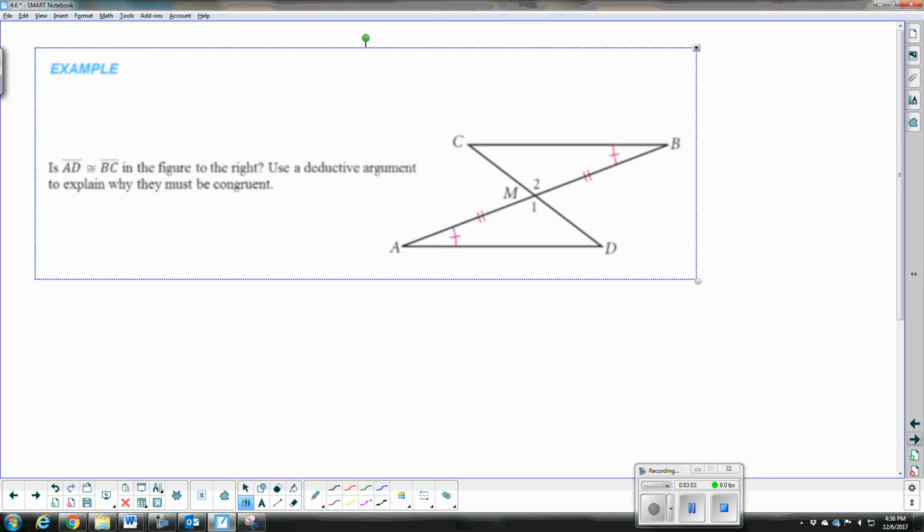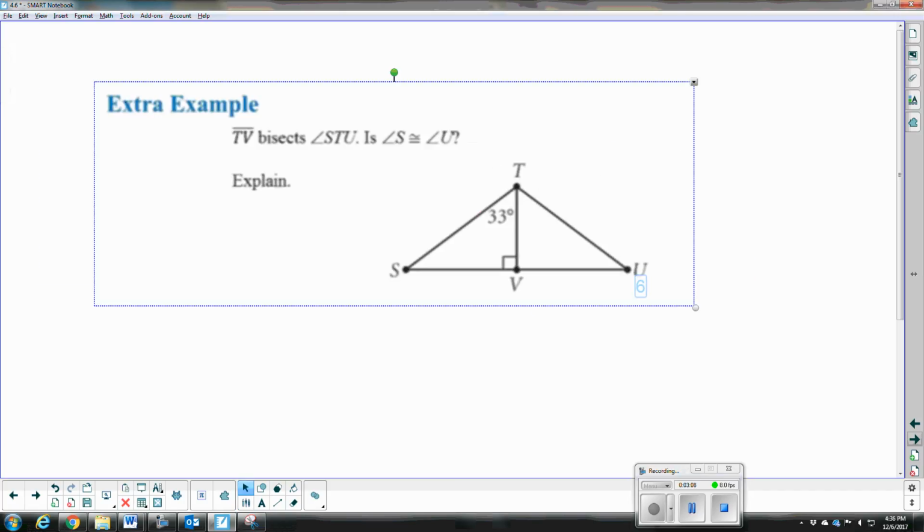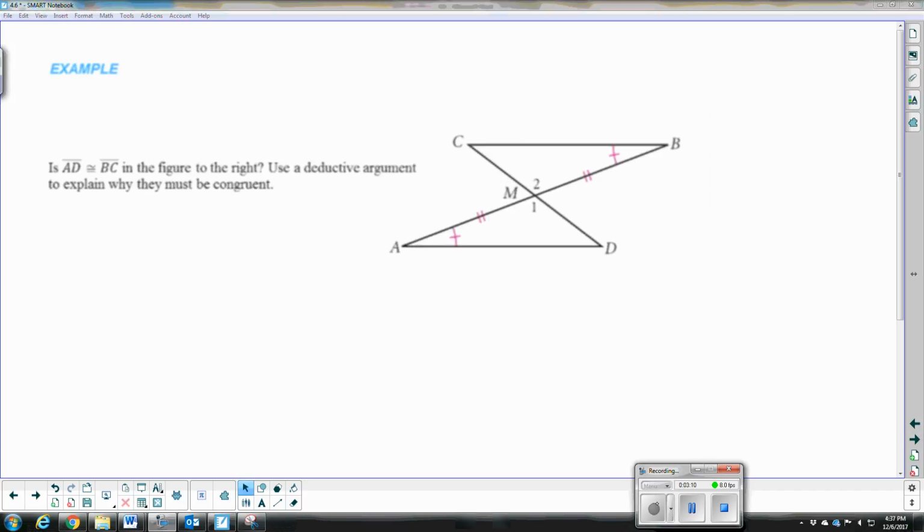All right, so let's look at this example that's on your note sheet. It says AD is congruent to BC in the figure to the right. We're going to use a deductive argument, meaning we know one thing, then we know the next thing, then we know the third thing, to explain why AD is congruent to BC. So why we know what we know.